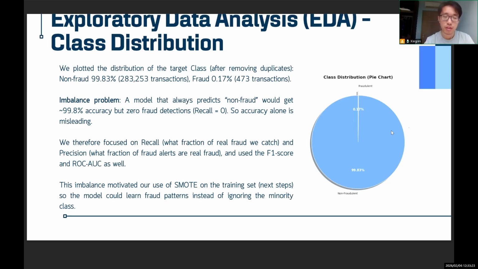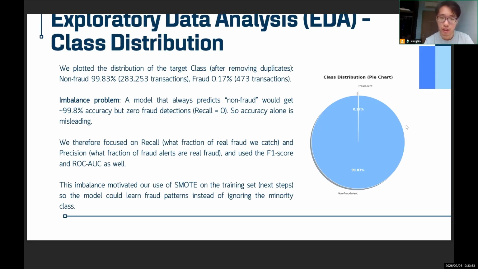We found that the non-fraud data accounts for 99.83%, and the fraud data only accounts for 0.17%. So the imbalance problem is significant. A model that always predicts non-fraud would get 99.8% accuracy but zero fraud detection. So accuracy alone is misleading.